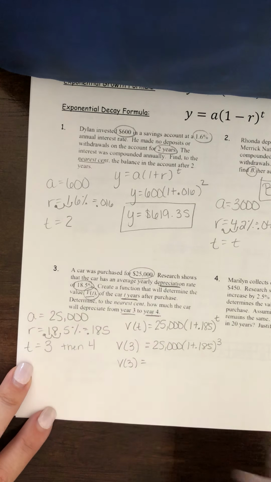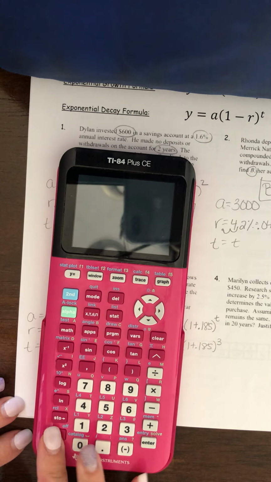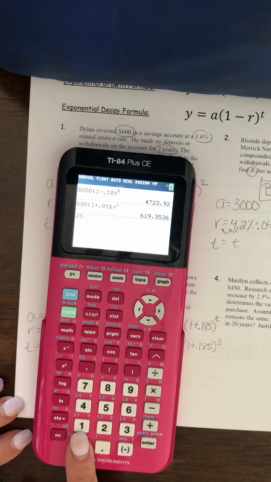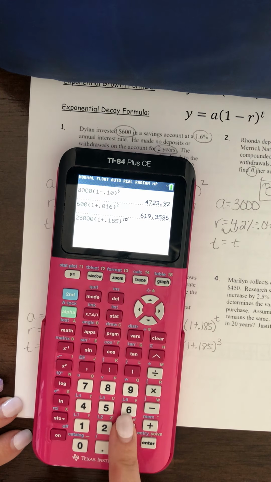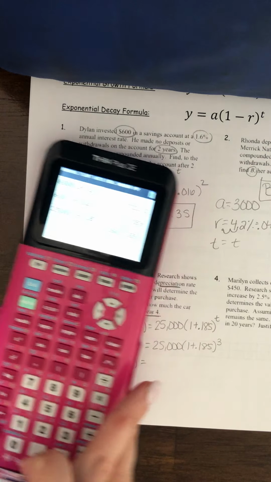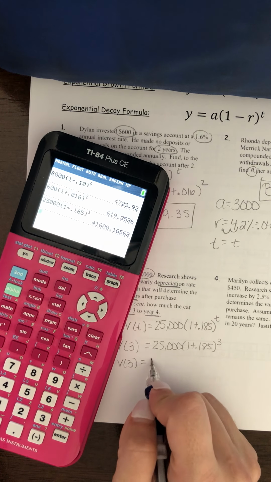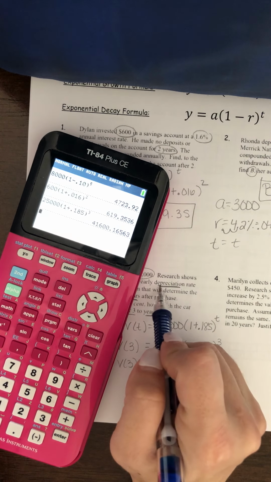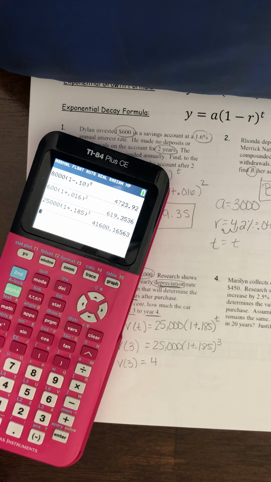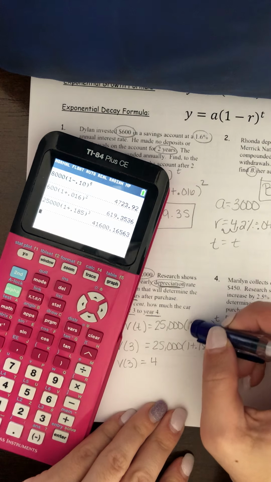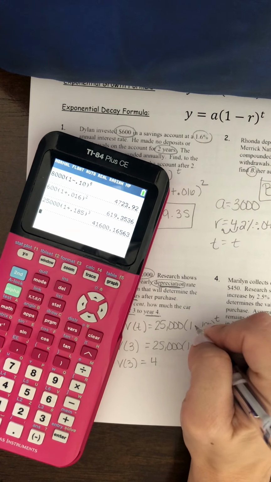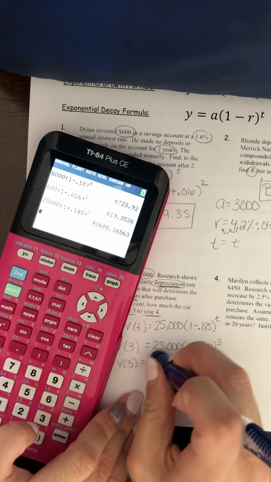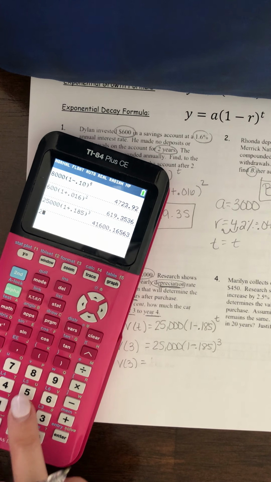So we're going to tell them v of 3 equals, I'm going to go in here, 25,000, 1 plus 0.185 raised to the 3. So I get that. So when it's 3 years, it's still worth, oops, I made a mistake in my problem. It's depreciation, and that's why I noticed it. I was like, wait a minute, my car value didn't go down. Why did it go up? It's depreciation, so these should have been subtraction signs. So minus and minus.